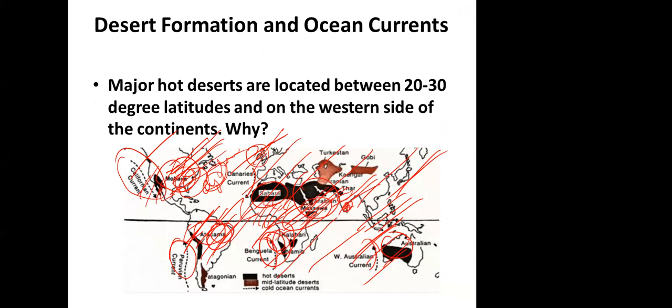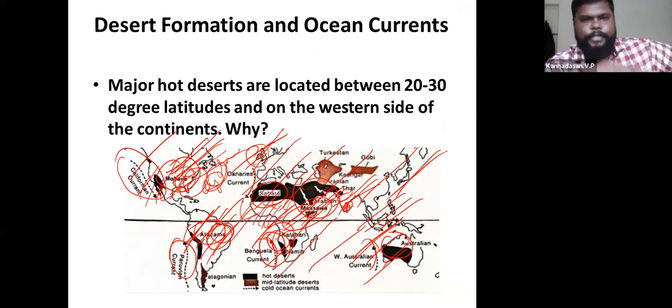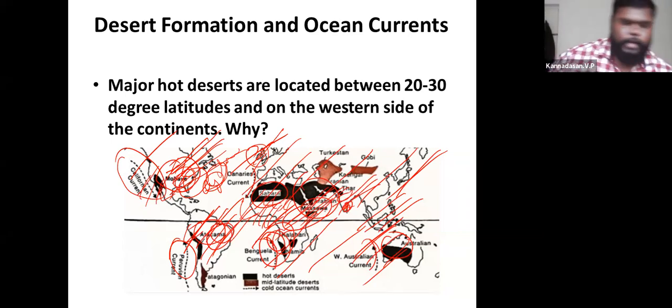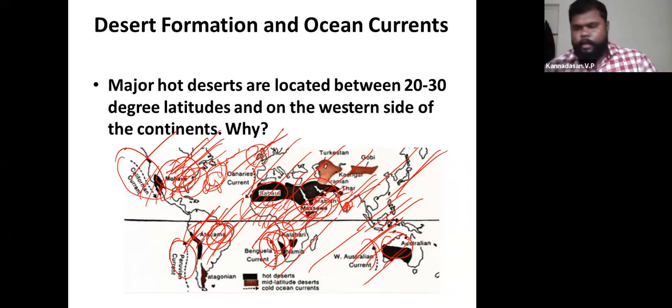So after this we'll leave the temperature, salinity, those features of the ocean, and then we'll go to the pressure belt. Once the pressure belt is completed, we'll come again to the desert formation and ocean current, and how it affects. Then you will understand better. So your work is to mug up the names of cold and warm ocean currents, and it is not that difficult, so you can easily mug up.